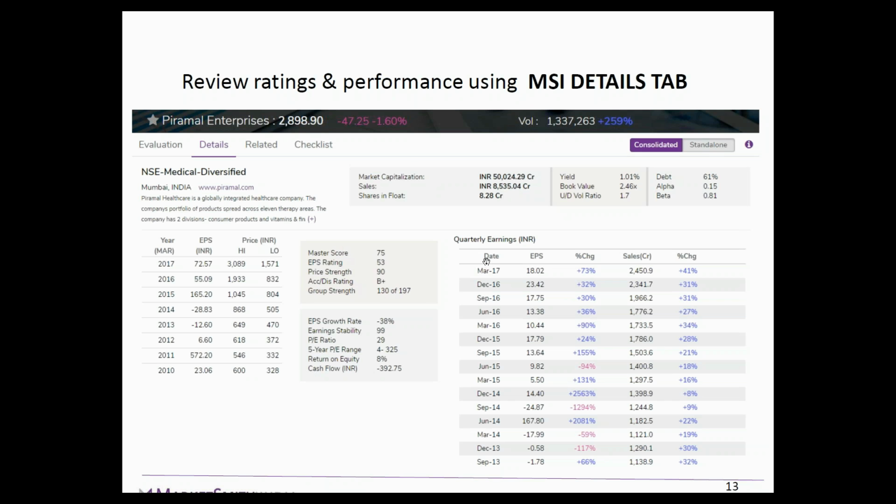And then you have the quarterly earnings table where you can see the quarterly earnings change and the absolute figure as well as the change, and same for the sales. So this is for the consolidated. This is on the consolidated basis. You can even see the standalone basis by clicking on this standalone tab.